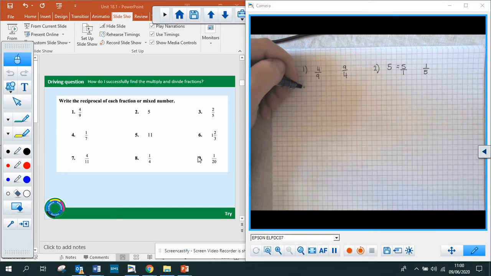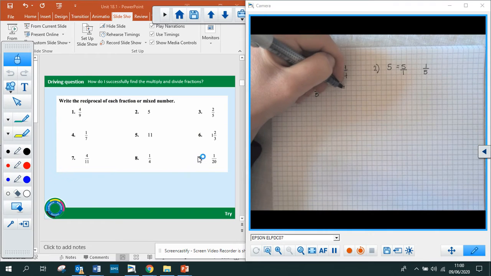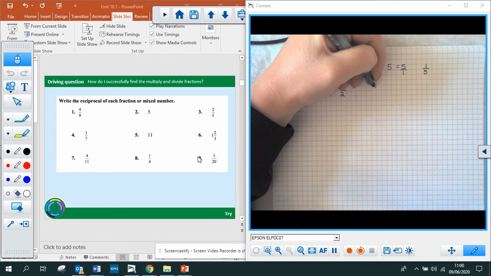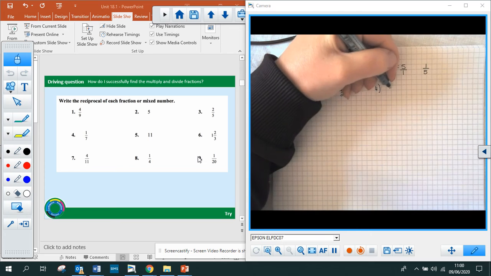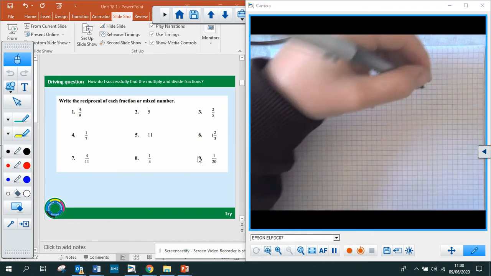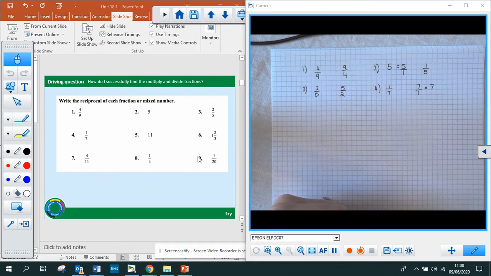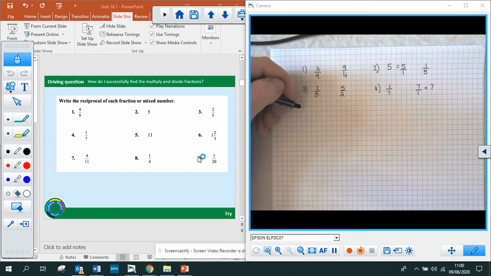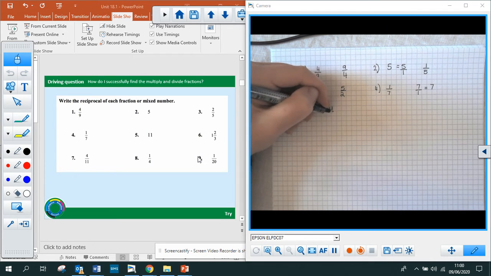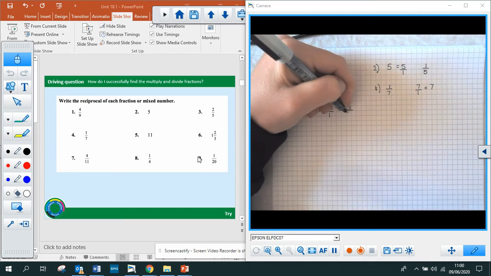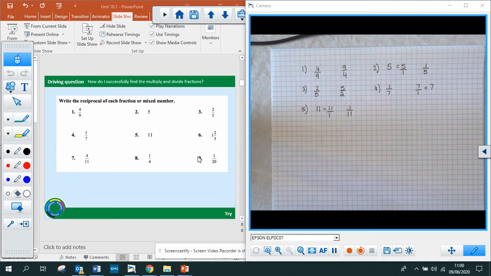Question 3, we have 2/5. Flip it, the reciprocal is 5 over 2. Number 4, we've got 1/7. Flip it to find the reciprocal. That gives us 7 over 1, which is equal to 7. So my reciprocal there is 7. Number 5, we've got 11. So that's equal to 11 over 1 if you did it that way. So my reciprocal is 1/11, 1 over 11.